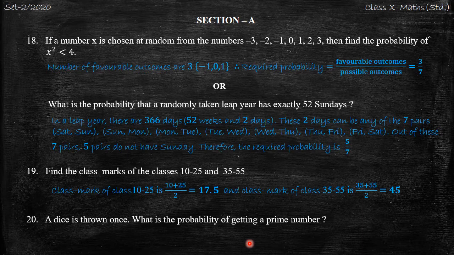A dice is thrown once. What is the probability of getting a prime number? So what is a prime number? The numbers which have only two factors. Those numbers are 2, 3, 5, 7, 11, 13, 17, etc. So in the dice, which are the prime numbers? 2, 3 and 5. So favorable outcomes are only 3, and total possible outcomes are 6. So the required probability is 3 over 6, which is half.